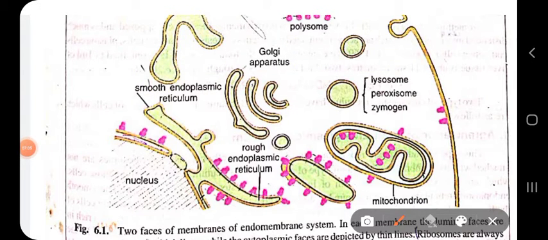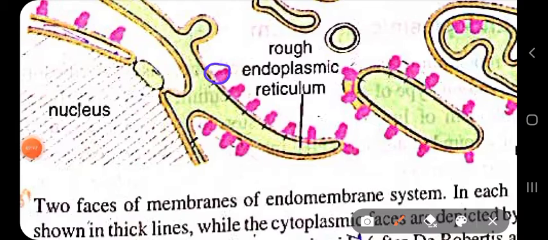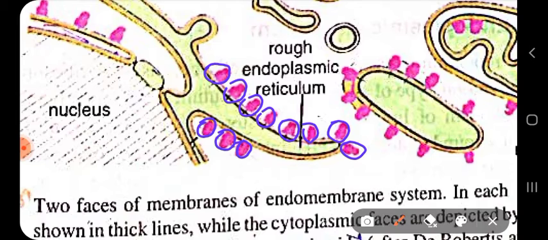You have studied in your junior classes as well as in your class 11, 12. Rough endoplasmic reticulum are the sites where ribosomes are attached to the membranes of the endoplasmic reticulum. So these are the ribosomes, which are the sites for protein synthesis. They are located on the cytoplasmic phase or protoplasmic phase of the ER membrane, whereas the luminal phase is this one. This is the lumen.